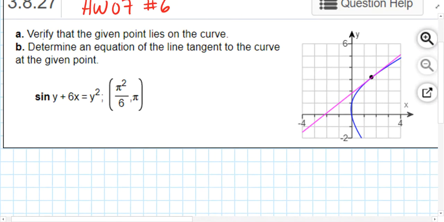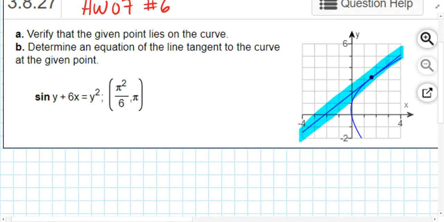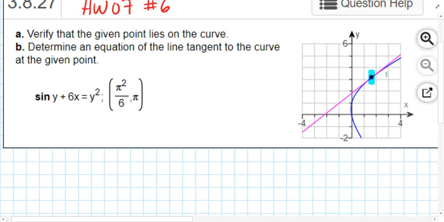So the first thing that we need to do is verify that the given point does lie on the curve. And once we do that, then we'll determine the equation of the line tangent to the curve at that point. We won't be able to establish the tangent line equation, the equation of this pinkish purple line here, if this point doesn't actually sit on the blue curve. So that's what we're going to do first.